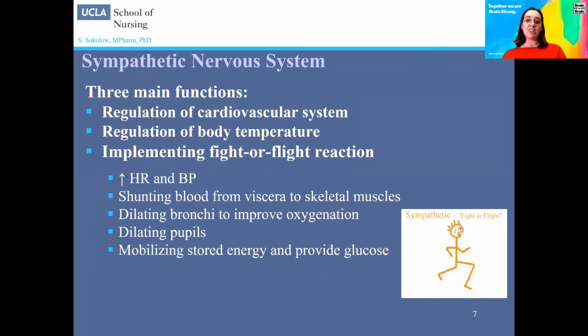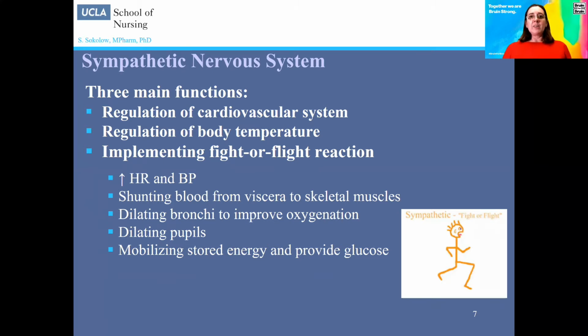On the other hand, you have the sympathetic nervous system, the one that is called fight or flight. It has three main functions: regulation of the cardiovascular system, regulation of the body temperature, and implementing a fight or flight reaction. So this is increasing the heart rate and the blood pressure, shunting the blood from the viscera to the skeletal muscle, dilating the bronchi to improve the oxygenation, dilating the pupils, and mobilizing the stored energy and providing glucose.